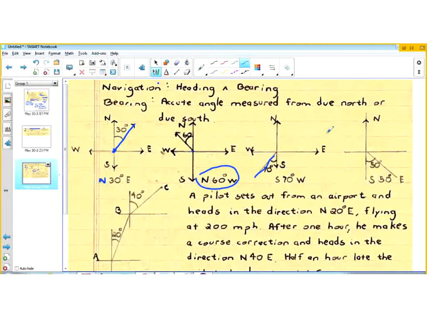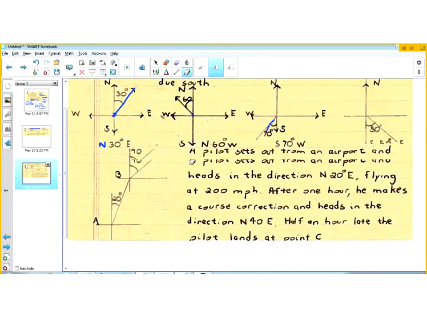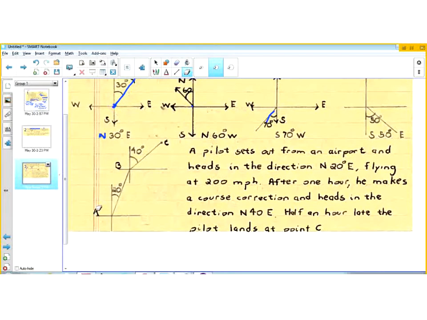So let's do an example. All right, so a pilot sets out from an airport and heads in the direction north 20 east, as shown in this illustration. So the airport will be here. After 1 hour, he makes a course correction and heads in the direction north 40 east, as shown here. Half an hour later, the pilot lands at point C. All right, so the questions are, based on this illustration, we want to find how far he has traveled.